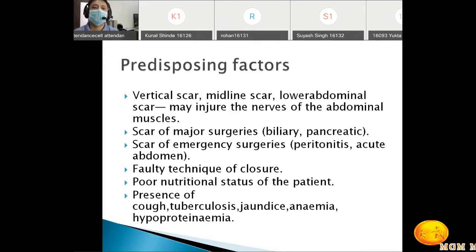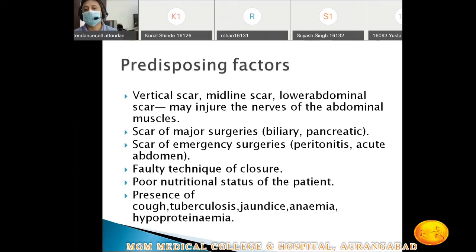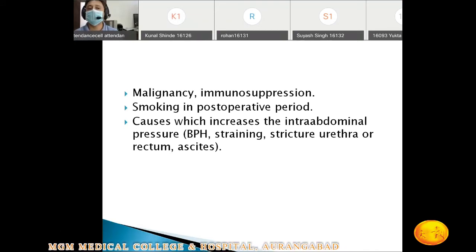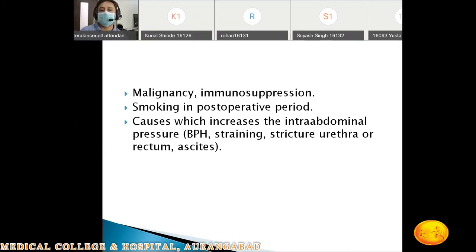Predisposing factors are vertical scar, midline scar, or abdominal scar that may injure the nerves of the abdominal muscles. The scar of a major surgery like biliary or pancreatic. Scar of emergency surgery like peritonitis, acute abdomen, faulty technique of closure, poor nutritional status of patient, presence of tuberculosis, jaundice, anemia, hypoproteinemia, malignancy, immunosuppression, smoking in post-operative period, and causes which increase the intra-abdominal pressure like BPH, straining, stricture urethra or rectum, and ascites.